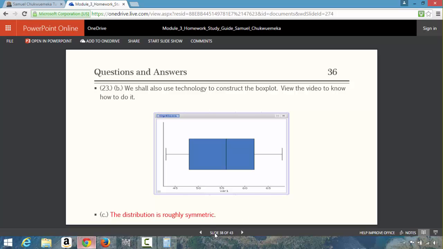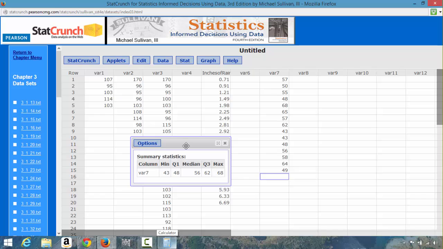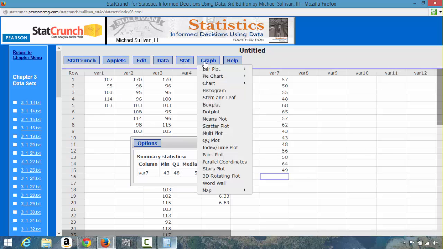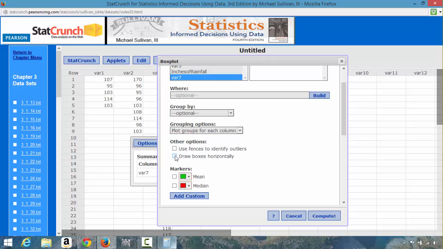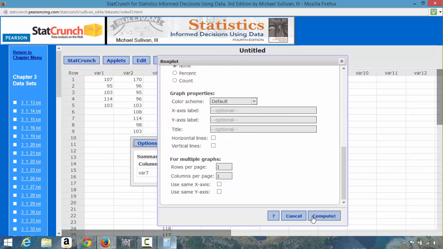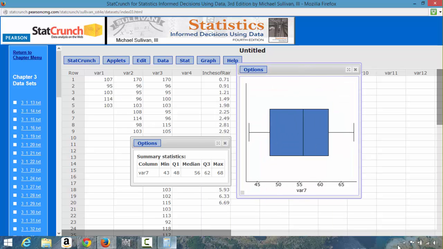All right, let me show you how you can draw the box plot. You come back here. This is the 5-number summary. Let's draw the box plot. You go to graph. You click box plot. Select variable 7. You want to make sure you check these two things: use fences to identify outliers and also draw boxes horizontally. Make sure you check both of the boxes. And then you can compute. And there you go. This is the box and whisker plot.